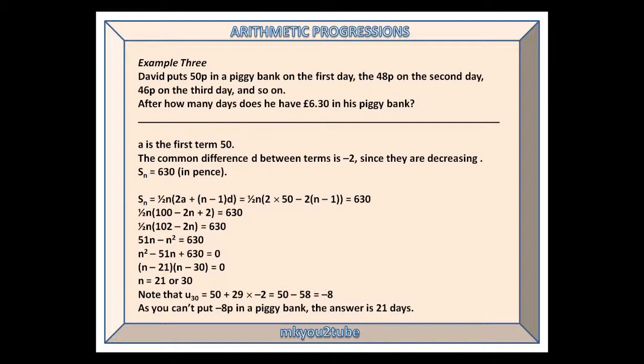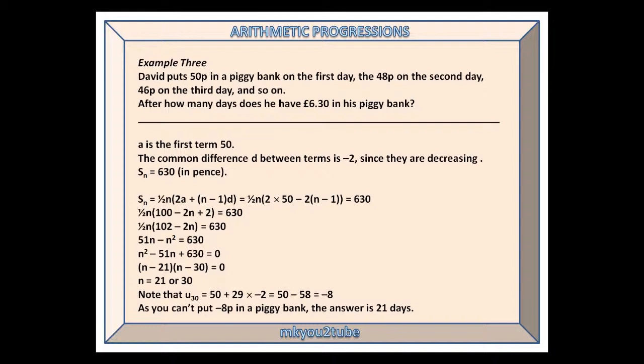So we put the Sn formula equal to 630 using a equals 50 and d equals minus 2, which after some rearranging gives us the quadratic equation n squared minus 51n plus 630 equals 0. 630 has lots of factor pairs, but the one we need is 21 and 30, which in turn leads us to possible answers of 21 or 30.